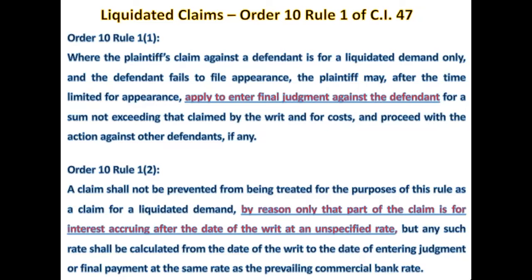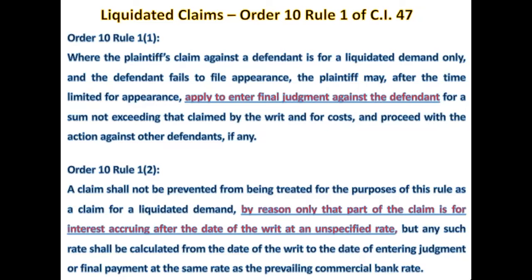What this means is that if you as plaintiff, your claim against the defendant is for a liquidated demand, 500,000 cedis, amount from a loan, and he defaults in entering appearance, you can apply for final judgment and then take your costs and go against the other defendant. So assuming there are five defendants, first defendant defaults in entering appearance, you can get your default judgment against that person. After that, you continue against the other ones. Get final judgment.